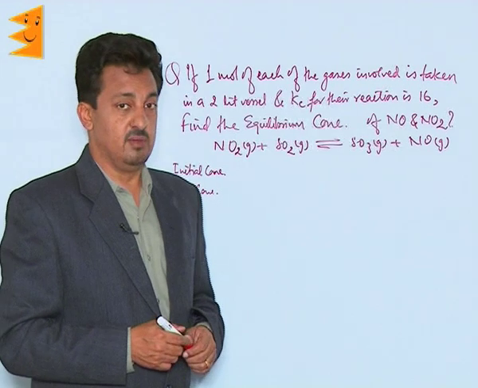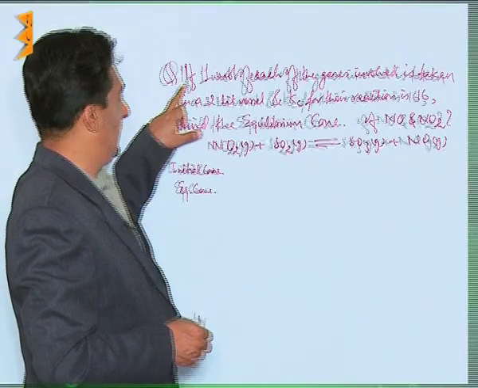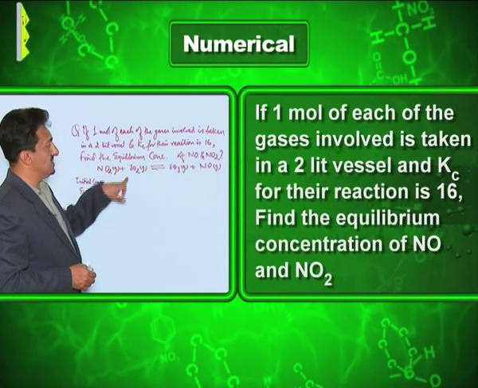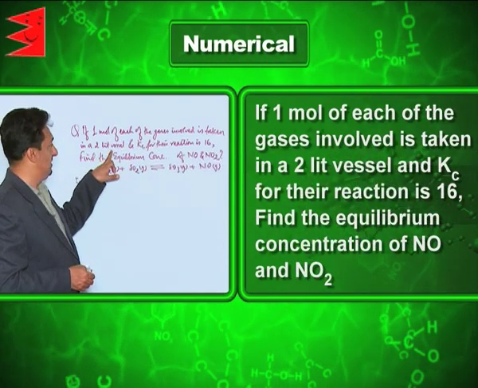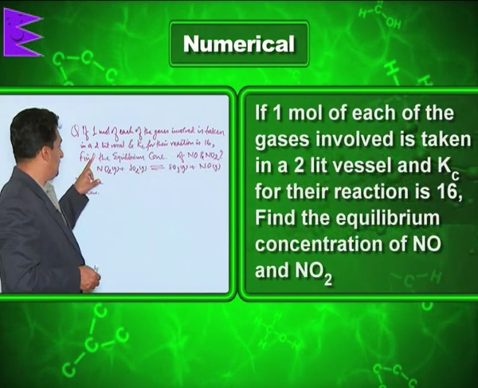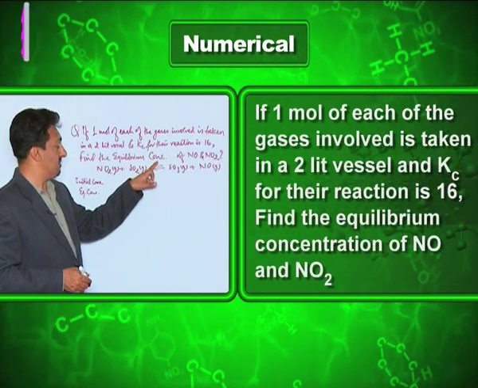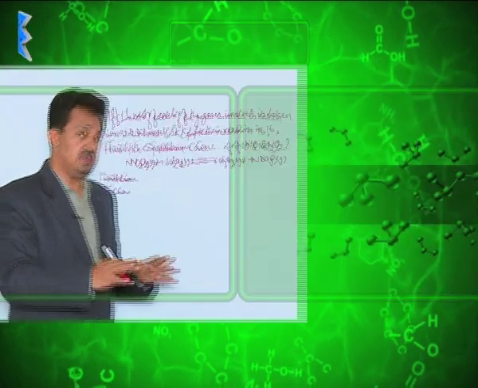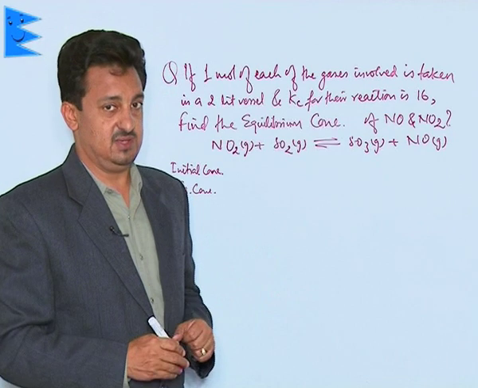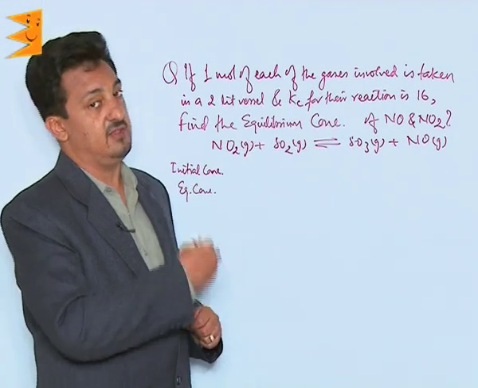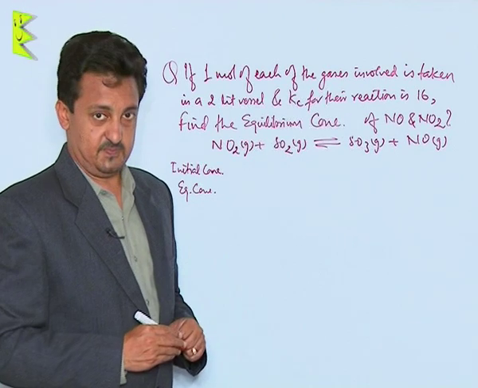Let's see another problem. It says if 1 mole of each of the gases involved in this reaction is taken in a 2-liter vessel and Kc for the reaction is 16, find the equilibrium concentration of NO and NO2. So now the equilibrium constant is given to us and we are supposed to find out the concentration of one of the reactants and one of the products at equilibrium.